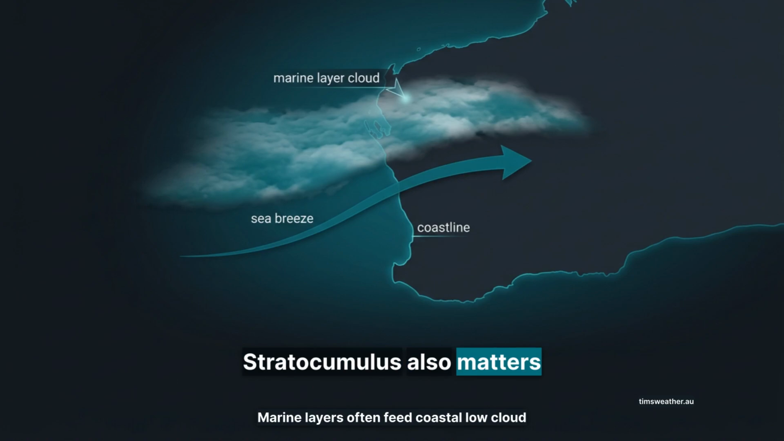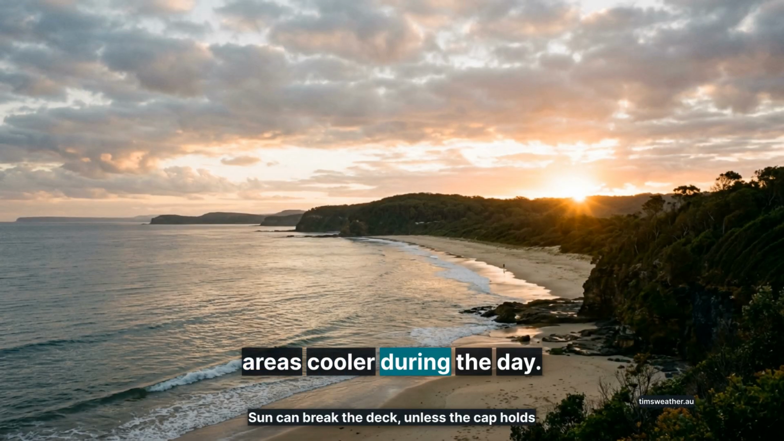Stratocumulus also matters for climate and daily temperatures. Because these low cloud decks are bright from above, they reflect a share of incoming sunlight back to space. That is called the cloud albedo effect. Less sunlight reaching the surface can help keep coastal areas cooler during the day. Across the oceans, low marine clouds play a part in the global radiation budget, which is the balance between incoming solar energy and outgoing heat.